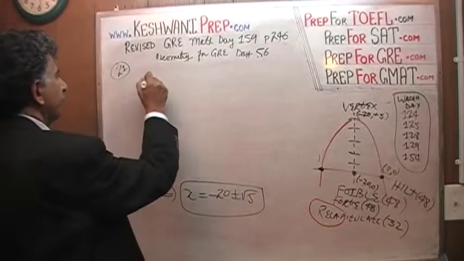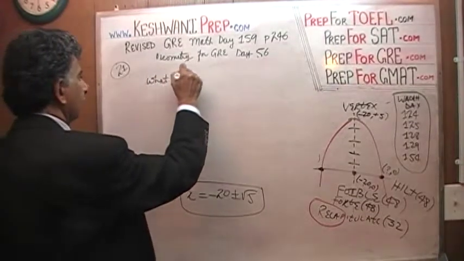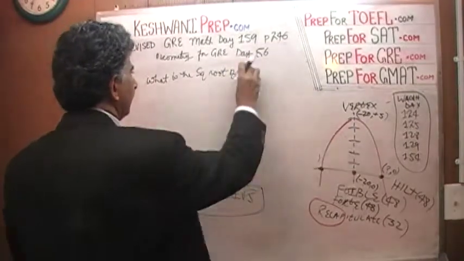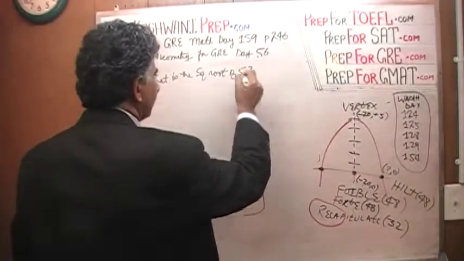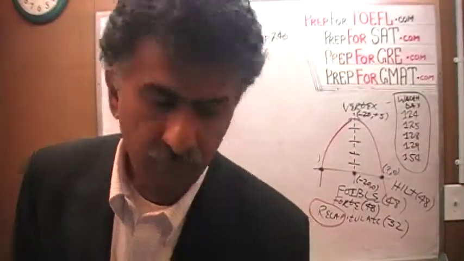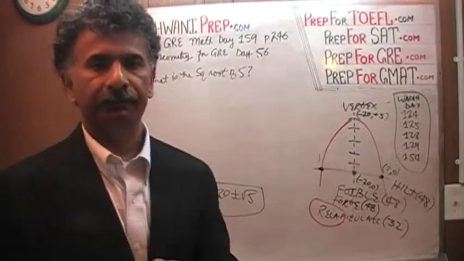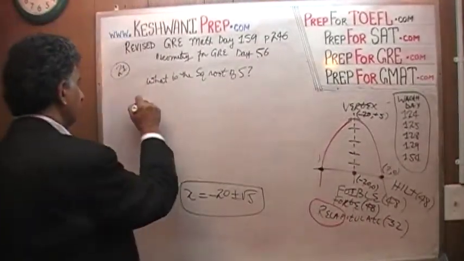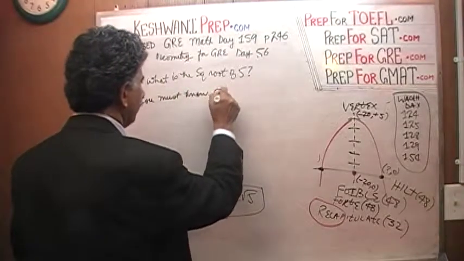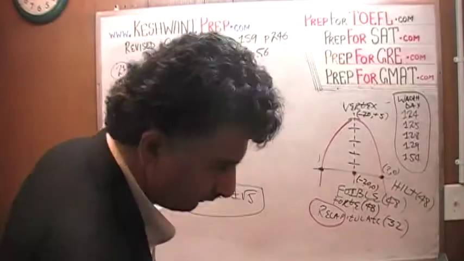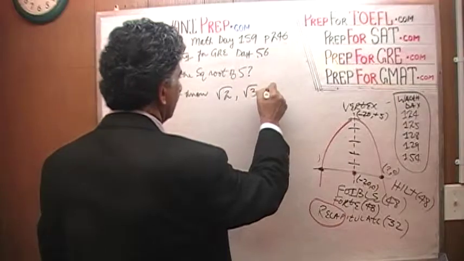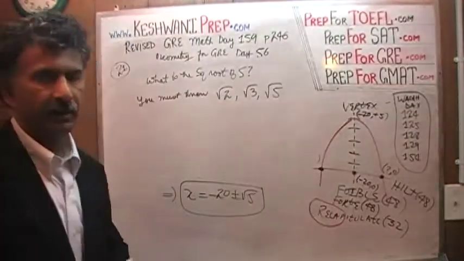What is the square root of 5? Now that may seem like a silly question for me to ask, but there are 3 square roots that you should know by heart for the exam. They come in quite handy. You must know the square root of 2, the square root of 3, and the square root of 5. They come in very handy for the exam.